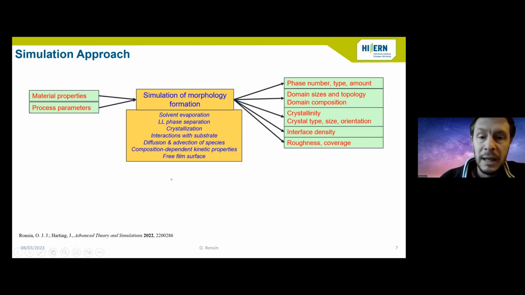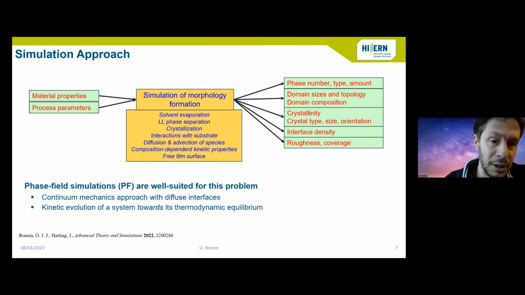And if you are dealing with rough films, of course, you need the surface of the drying film to be free to deform, to generate pinholes and so on. So to handle such a problem, it turns out that the so-called phase field simulations are very well suited. To make it fast, this is a continuum mechanics approach, which means that unfortunately we do not have the molecular details, but we have large time scales and length scales potentially. This is what we gain.